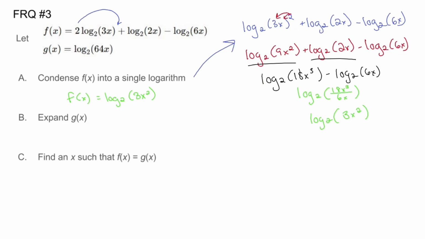Fun stuff. Now for part B, I'm going to do literally the opposite. I'm going to take something that's already put together and rip it apart. So let's take u, move it down here, and say log base 2 of 64x. Well, if I'm going to rip stuff apart, I'm probably going to do the opposite of turning that coefficient into an exponent and taking an exponent and turning it into a coefficient. 64 is 2 to the 6th power, and then I have x just kind of lingering there.